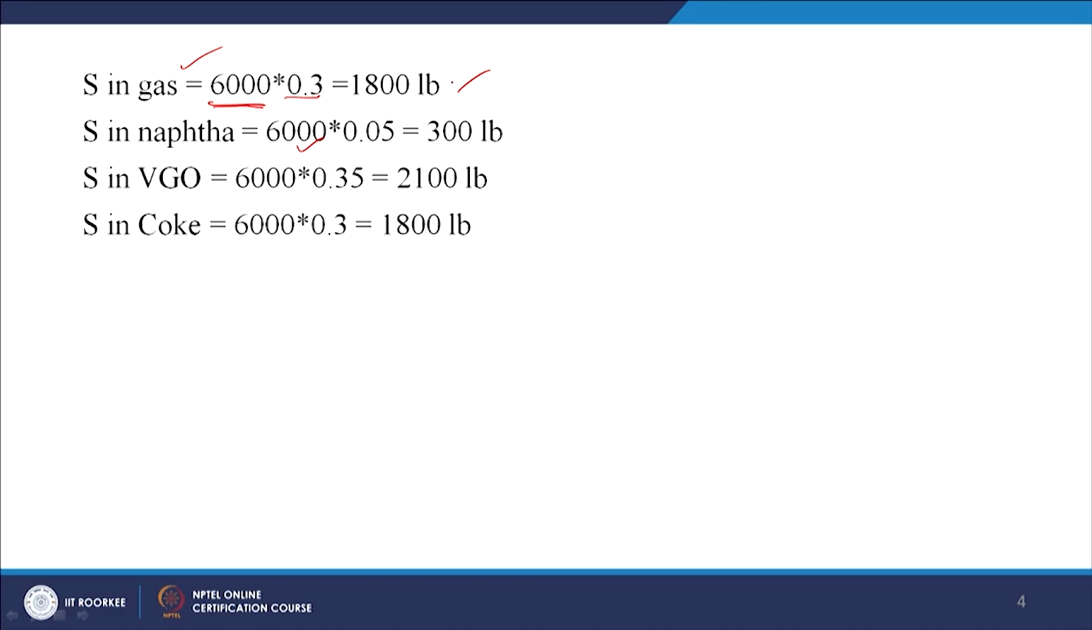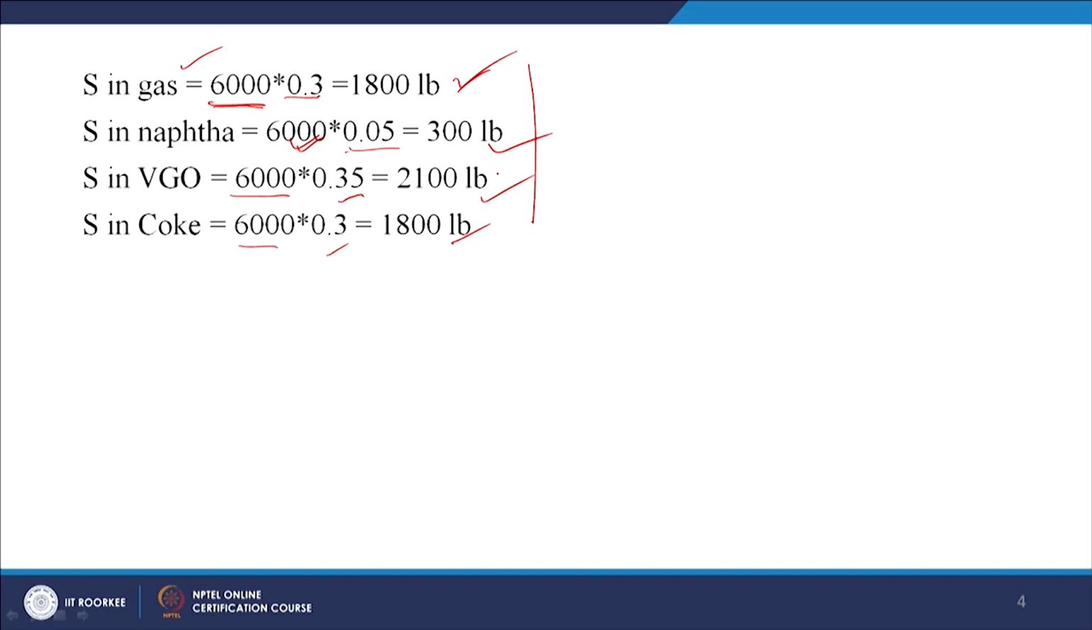So, the gas sulfur content is 1800 Lb, that is 6,000 into 30%, 0.3. And for naphtha, the total amount of sulfur present in the feed, into the percentage that is transferred into naphtha, that is 5%. So, 6,000 into 0.05 is equal to 300 pound. And for VGO it is again 6,000 into 35%, so 0.35, that is equal to 2100 pound. And for coke, 6,000 into 0.3, so 1800 pound. So, these are the mass of the sulfur present in different product streams.